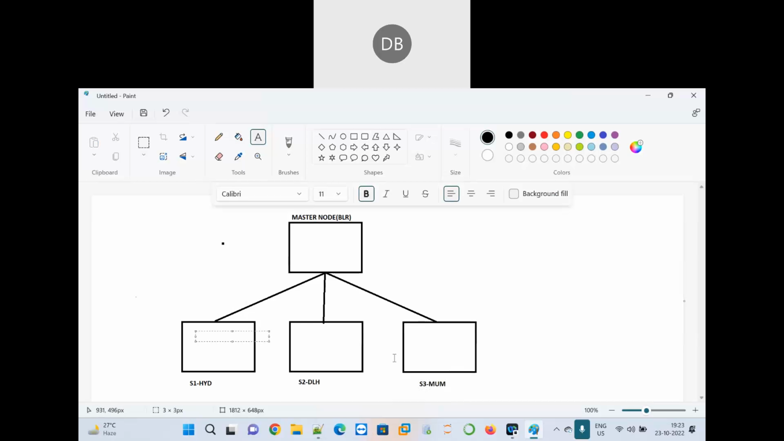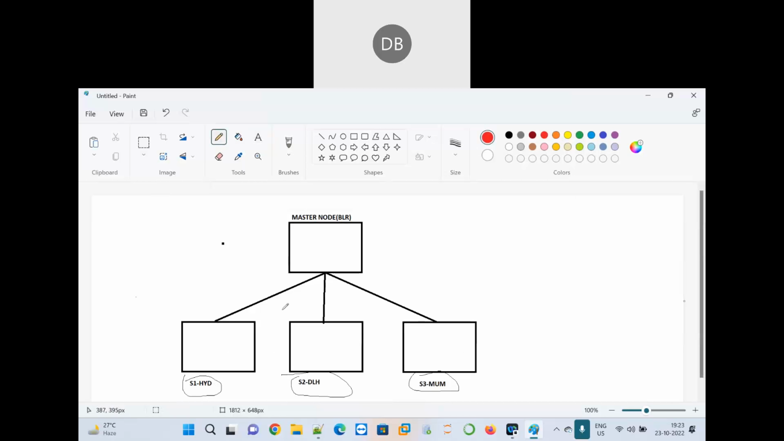And all these three nodes are connected to one dedicated and common network. That means all these, S1, S2 and S3.